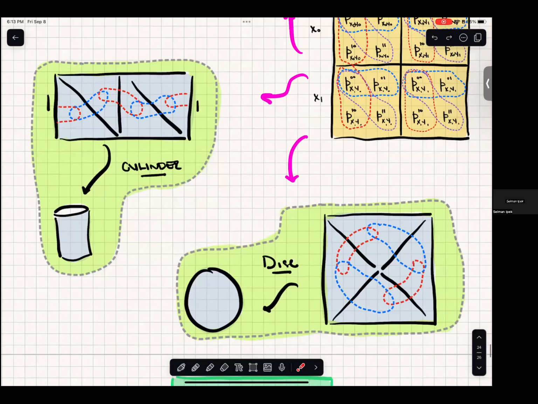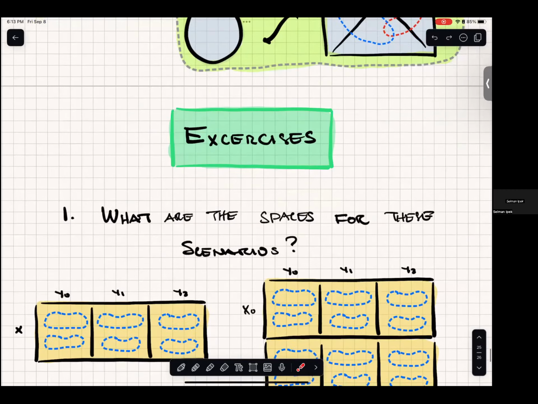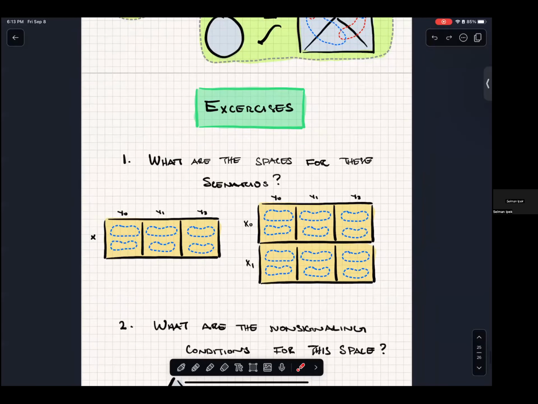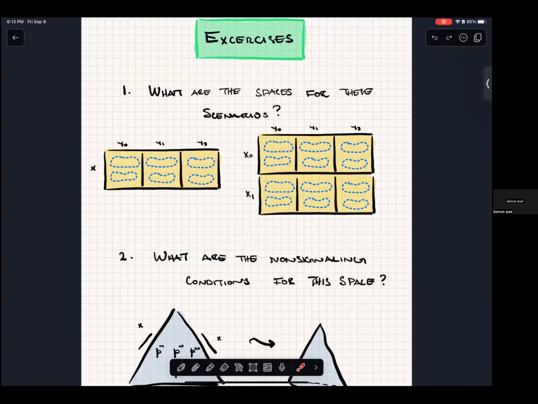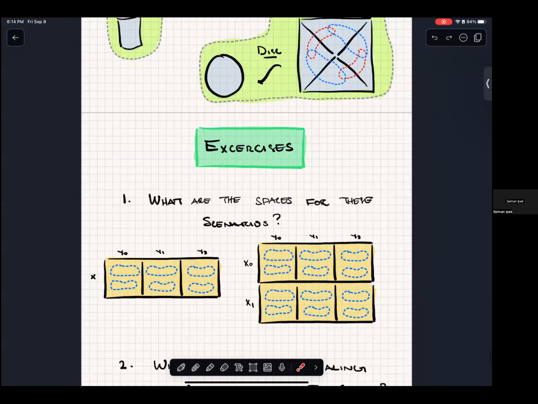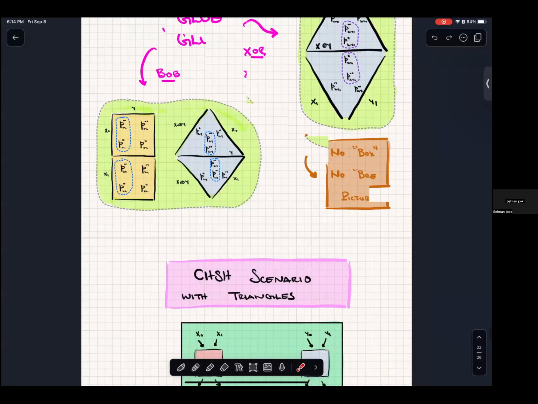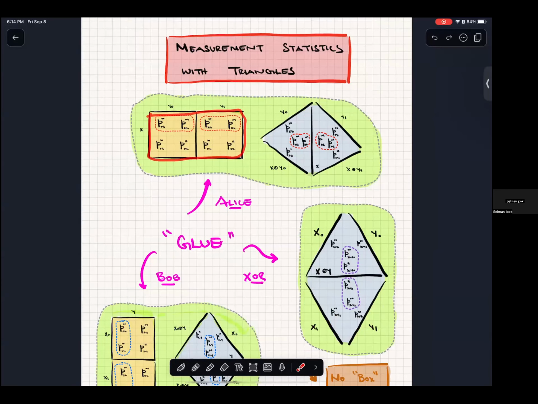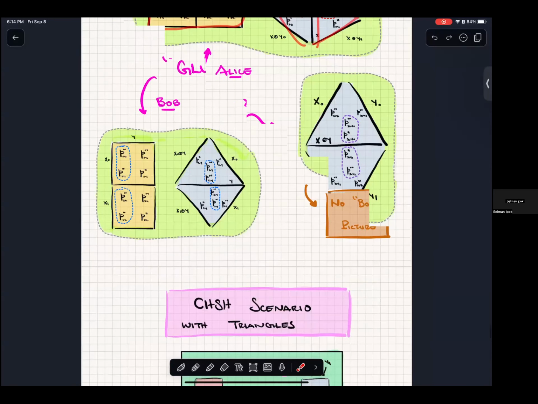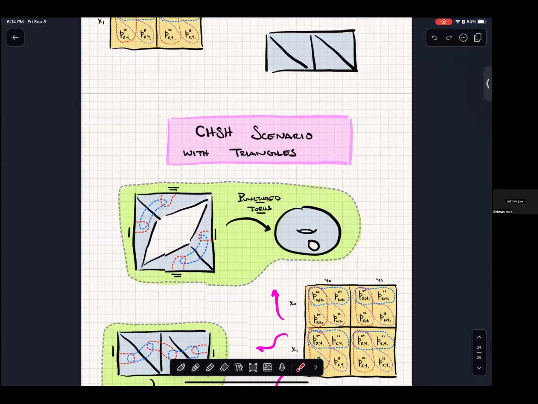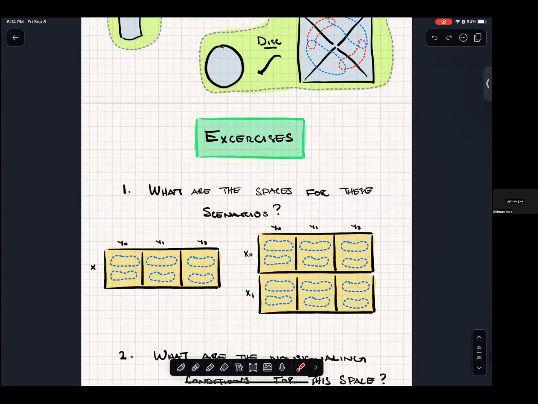So just to recap and maybe give ourselves some ways to start thinking about these on our own, let's look at a couple of interesting exercises. What are the spaces for these scenarios? I will give you a hint for this one first. We already looked at a similar situation, which is this one. When I have these two linked together, I have two triangles glued along a common edge. Now I have three boxes. How do I do that third box?